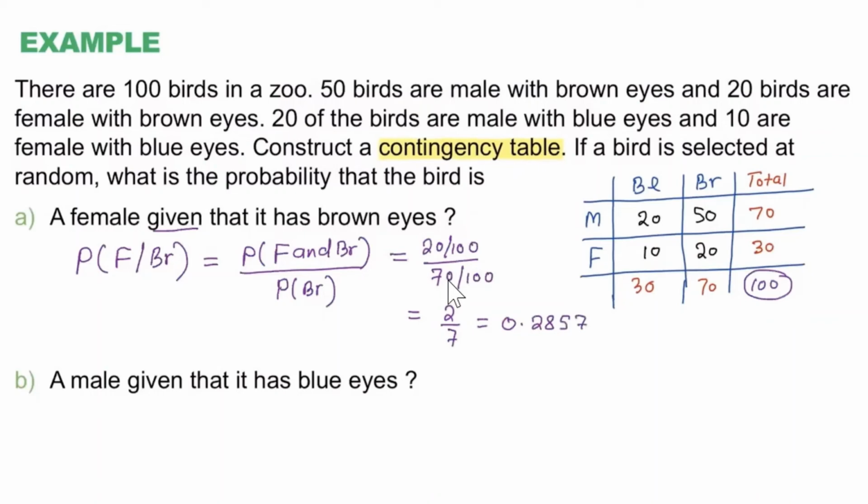2857. Very good. Thank you. 0.2857. Okay. That is the first part in the conditional probability. Let's go to the second part.